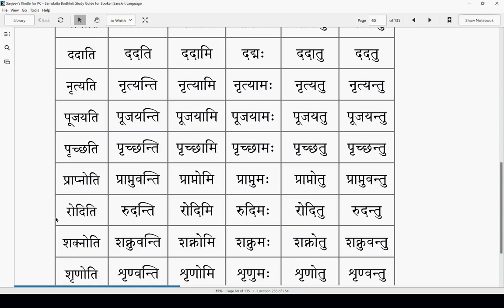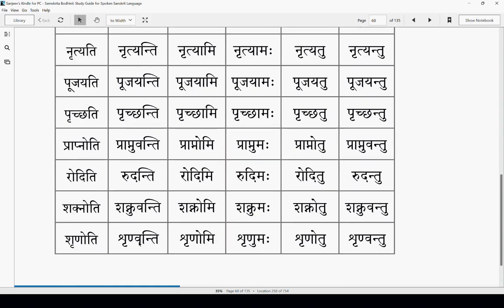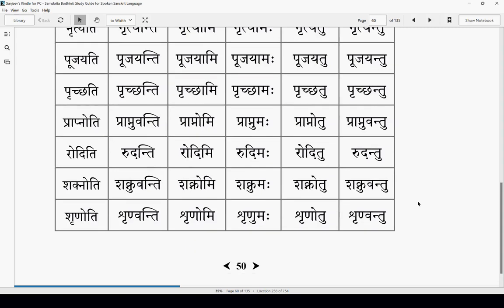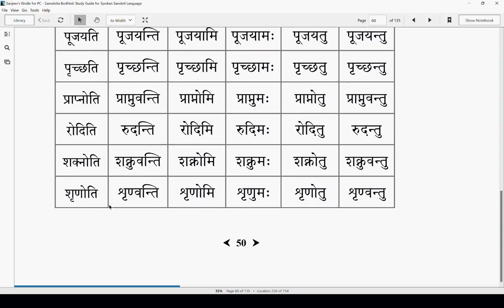Now roditi is roditi. This totally looks different. Roditi, not rodati. Roditi, rodanti, rodimi, rudimaha, vayam rudimaha, roditu, rudantu. Bhavan roditu, you cry, or you please cry. And bhavantaha rudantu, you all cry, please. Shaknomi, shaknuvanti. This is like prapnomi. Shaknoti, prapnuvanti. Again, shrunoti. Shrunoti is also here. Shrunvanti. Little bit different. Shrunoti, shrunumaha, shrunoti, shrunvanti.